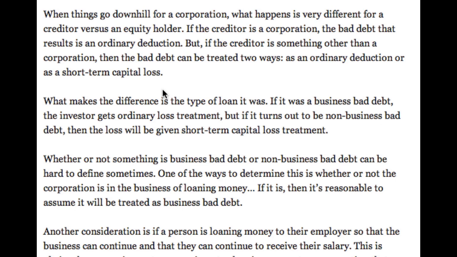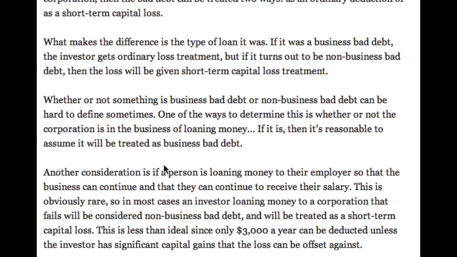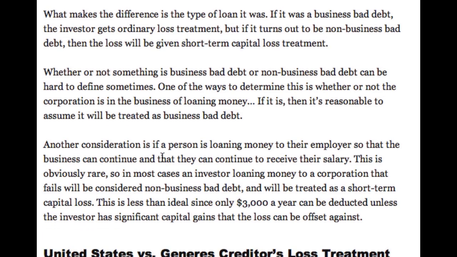If the creditor is a corporation, the bad debt is usually an ordinary deduction under a business bad debt. But if the creditor is something other than a corporation, such as an individual, then the bad debt can be treated two ways, as an ordinary deduction or as a short-term capital loss. What makes the difference is the type of loan it was. If it was a business bad debt, the investor gets ordinary loss treatment, but if it turns out to be non-business bad debt, then the loss will be given short-term capital loss treatment.